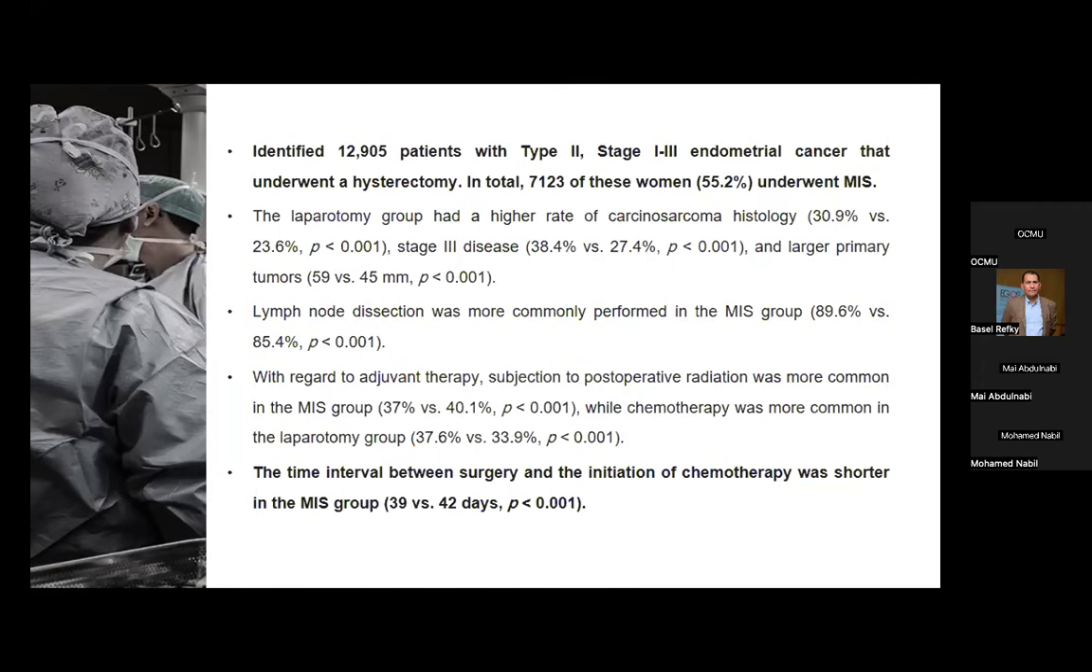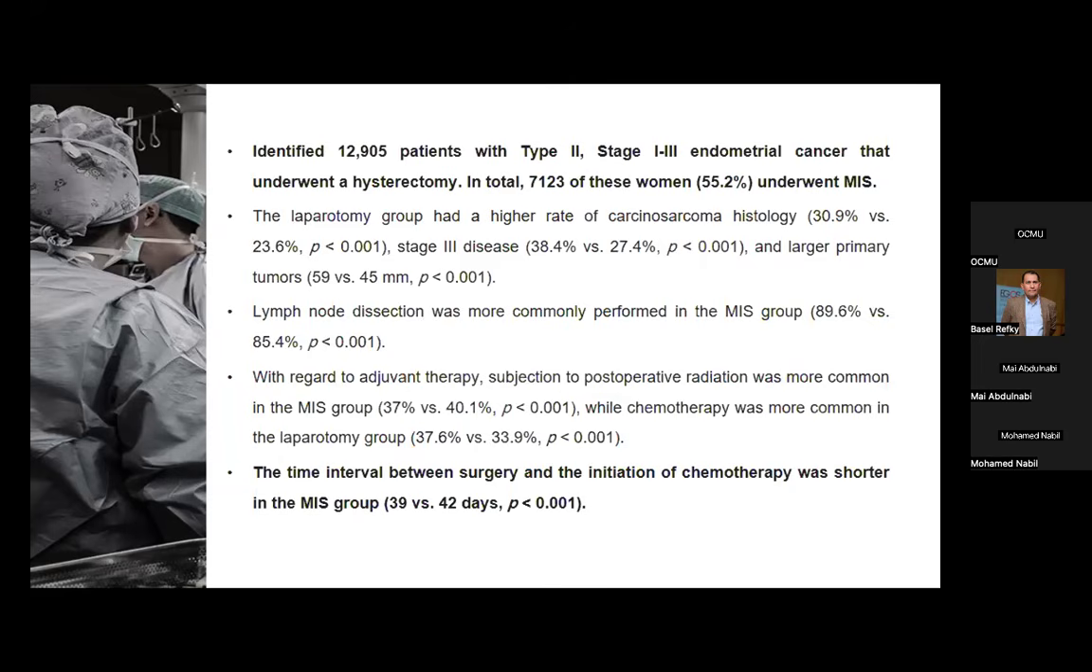The time interval between surgery and the initiation of chemotherapy was shorter in the minimally invasive group. And this is a very, very important point, especially in our country, in Egypt, because most of our patients have a very high BMI, more than 40, more than 50. So the patients with a midline incision have a very high percentage of wound infection, seroma, and all of this delays the start of the chemotherapy, which we don't like to delay, especially in the cases of high-grade serous and clear cell carcinoma and the like.